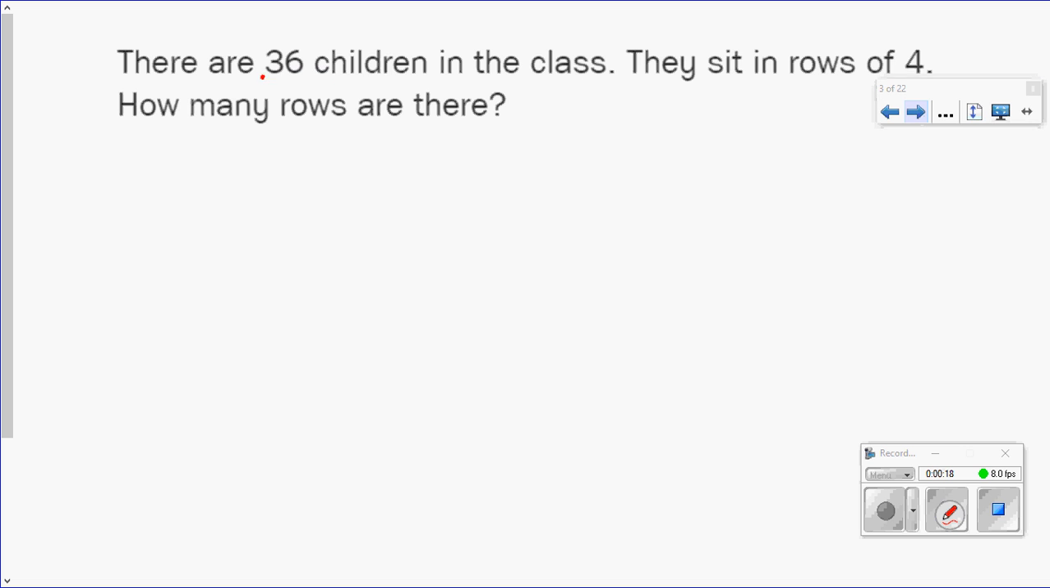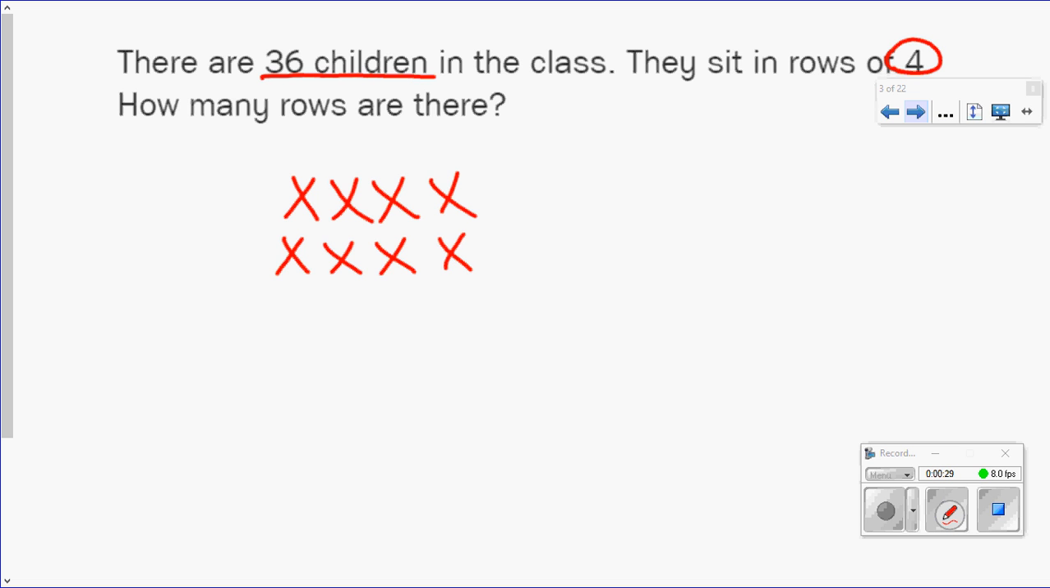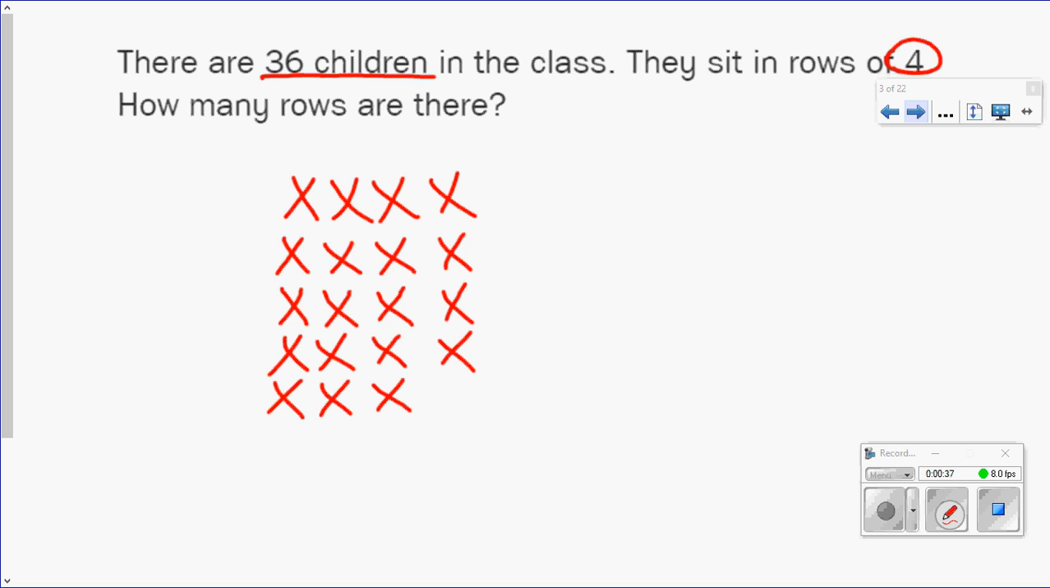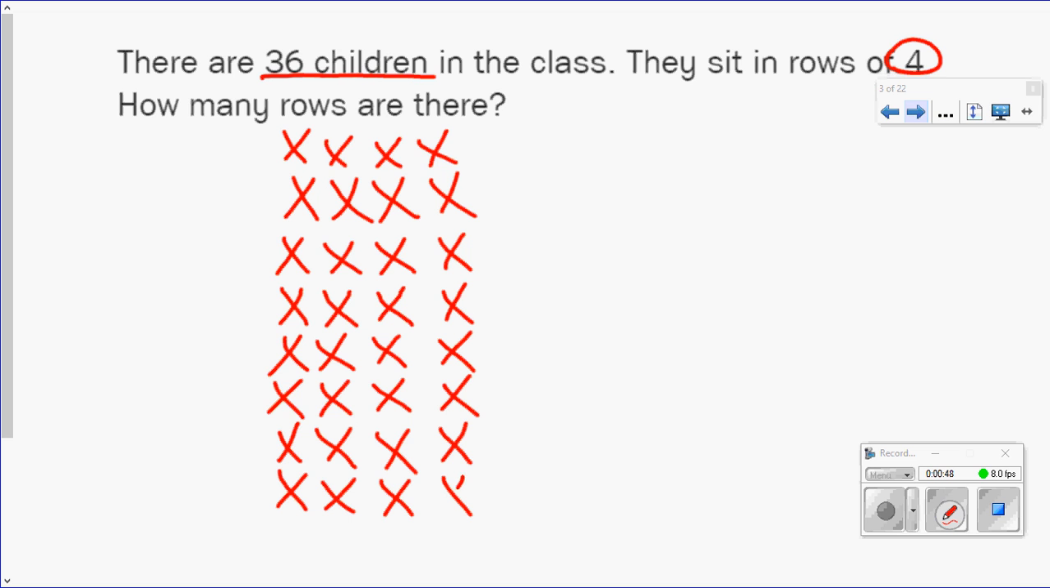Okay, so we know there's 36 children, and there's 4 in each row. So we could do 1, 2, 3, 4, 5, 6, 7, 8, 9, 10, 11, 12, 13, 14, 15, 16, 17, 18, 19, 20, 21, 22, 23, 24, 25, 26, 27, 28, 29, 30, 31, 32, 33, 34, 35, 36. And then just go back and count. 1, 2, 3, 4, 5, 6, 7, 8, 9.